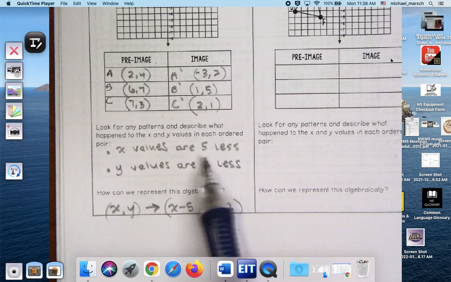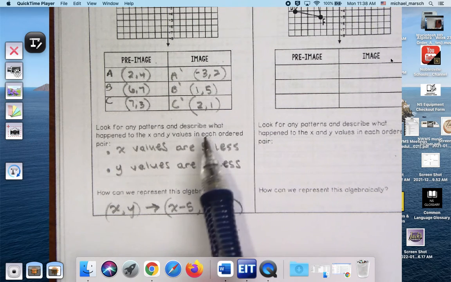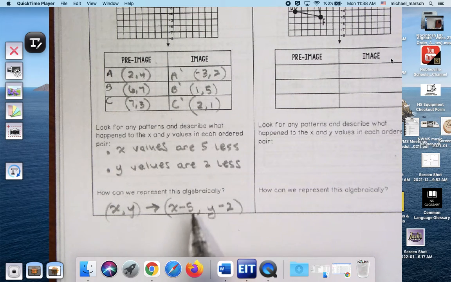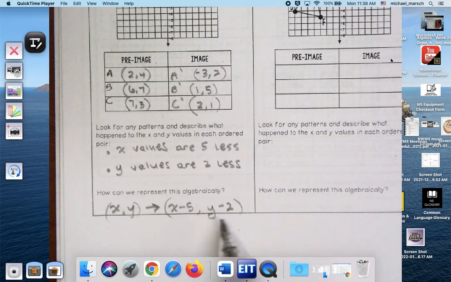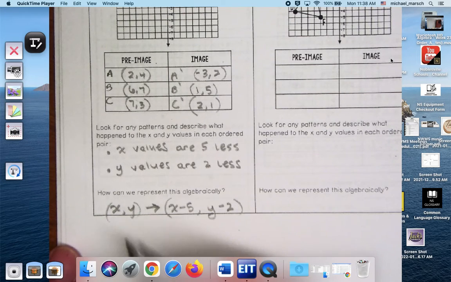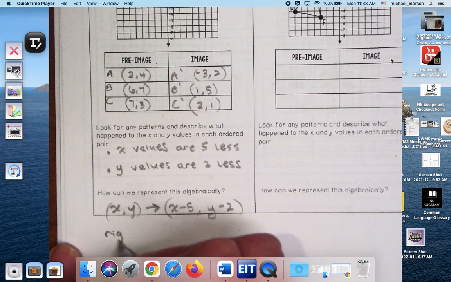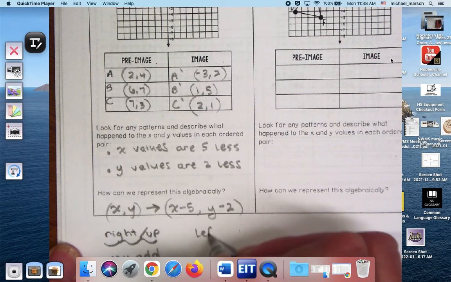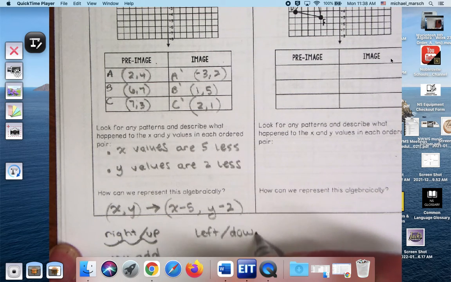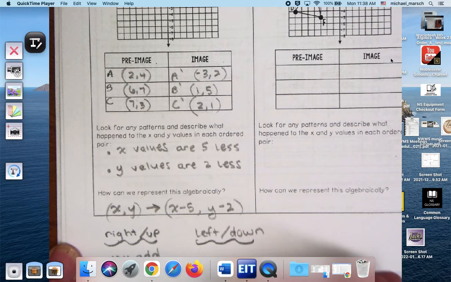What do you think if this had been x values are 5 more? What if I had gone up 5? How do you think this would change down here? It would be +5. And what if I had gone up 2? What do you think this would have been? +2. So if you are going right or up, you add. If you're going left or down, you subtract.